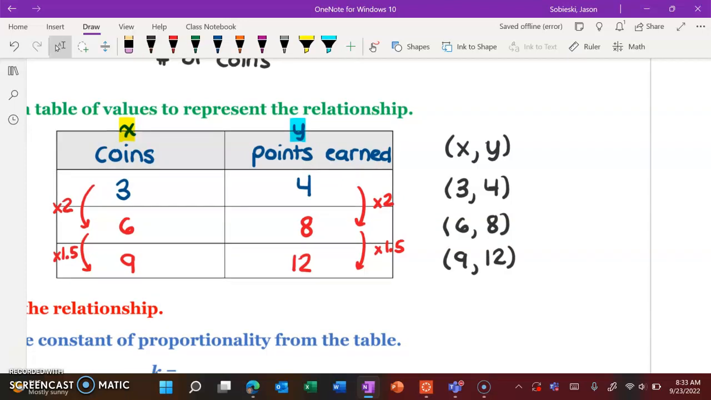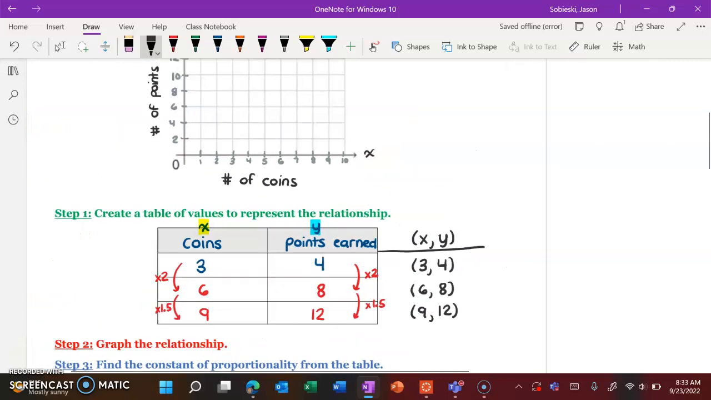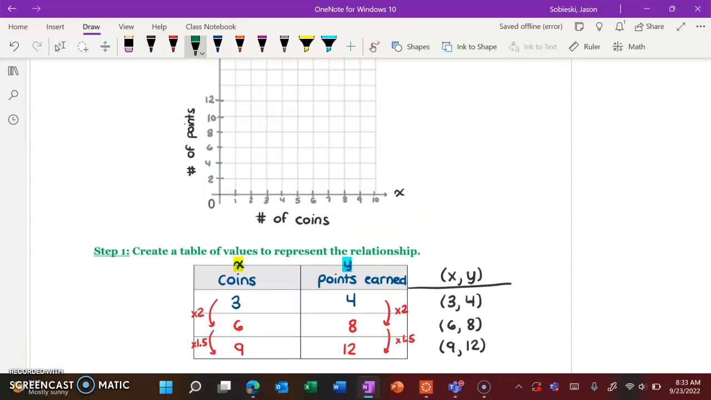So we're going to take all of these 3 ordered pairs, and we are going to plot them. So again, for 3 comma 4, you always go over first, so over 1, 2, 3, and then up 2, 4. So there's our first point, and then we'll do 6, 8 for our second point, and finally 9 comma 12 for the third point.